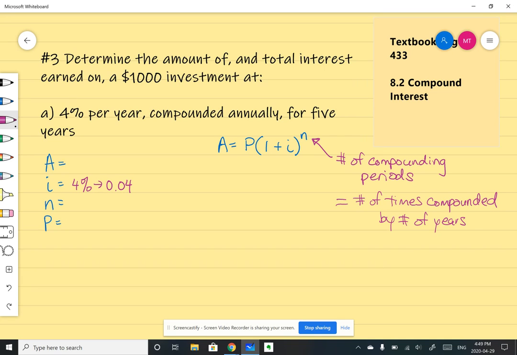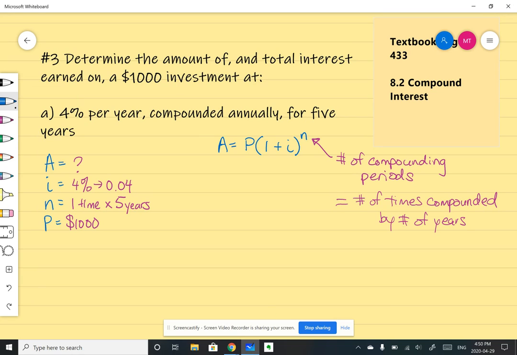So since we're talking about that, let's go and fill out N. We are compounding annually. That means once a year, so I'm going to write 1 time. And for how many years? Well, that's going to be 5, so that's going to multiply by 5 years. And P, well, that's what I'm starting with, so that's going to be $1,000 that I'm putting in the bank. A, I don't know. That's what I'm trying to solve.